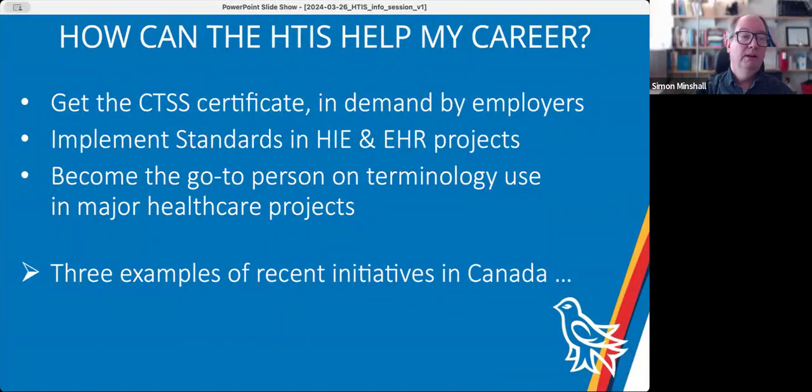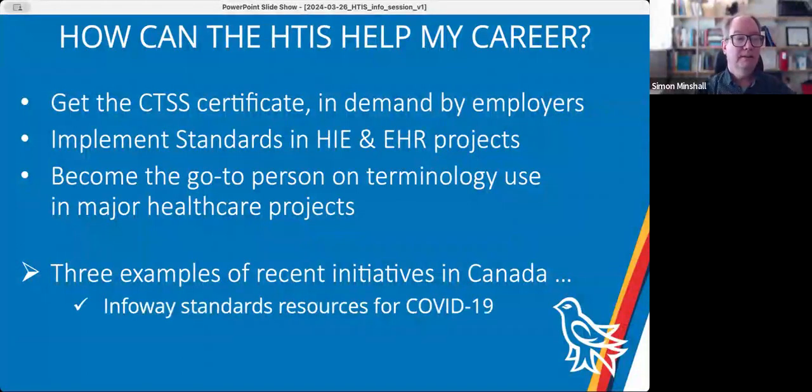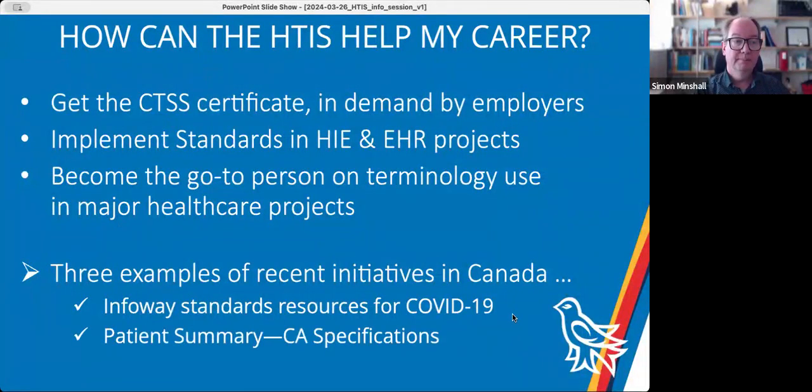Here are three examples of recent initiatives in Canada. We've got the InfoA standard resources for COVID-19. I like this as an example for standards because 3 or 4 years ago, there was no COVID-19. And so suddenly we were hit with this pandemic and we needed to record all of this information regarding COVID-19 within our healthcare systems. How do we do that in a standardized manner? Well, the very first thing you had to do, that InfoA got involved in, is creating new extensions for COVID-19, for example.